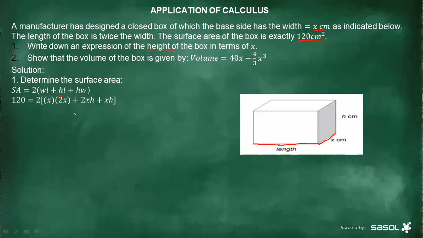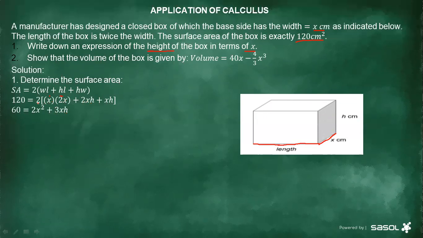And then we have the length is 2x, h plus h is h, and then w is the width, which is x. Then you multiply, and this is what we're going to be getting after multiplying. Now remember, you're going to multiply. This one is going to give us 2x squared, and then here is going to give us 3xh, which is this one.